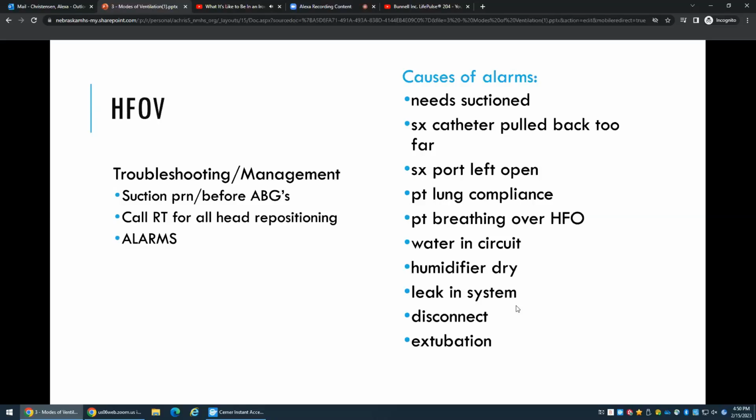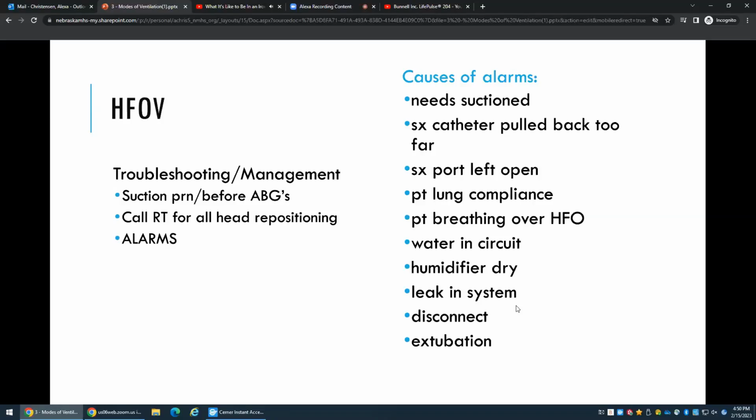And let's talk about alarms. The oscillator can be a little finicky because anything between the machine and the baby's lungs, anything that can happen in between, can cause the oscillator to alarm.